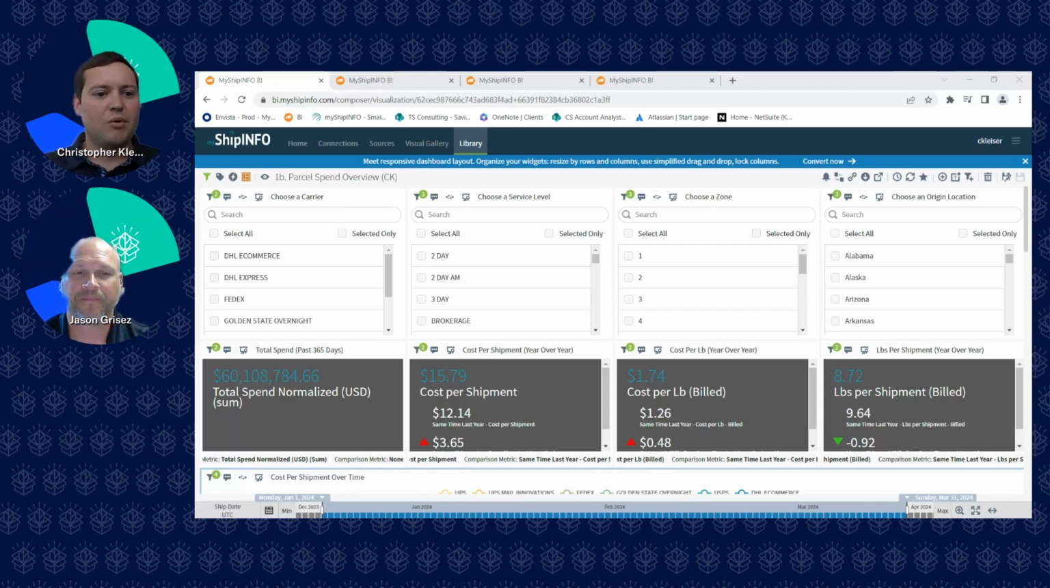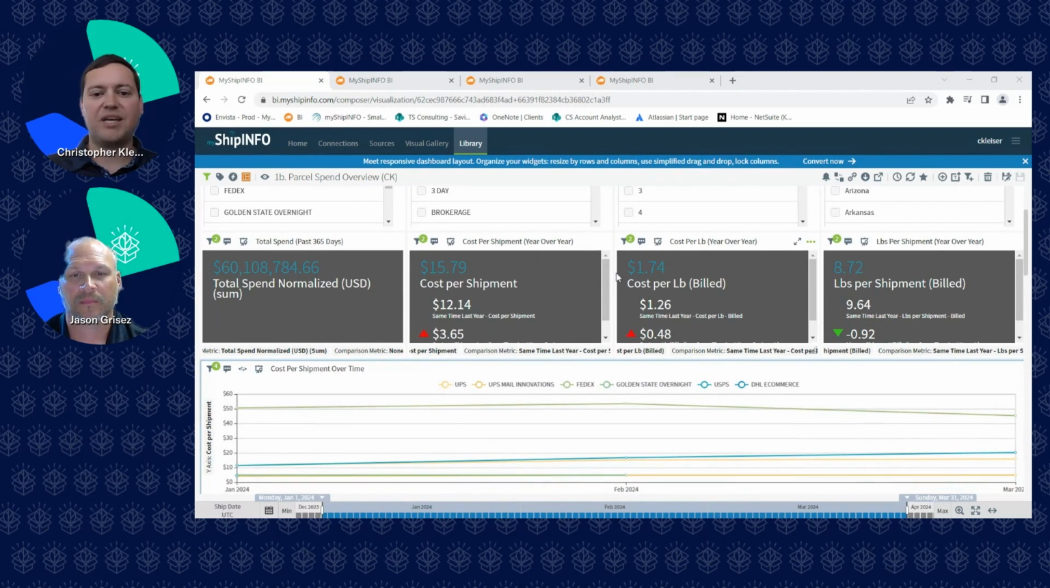All right. Where we want to start off today is just showing that basic visibility of what we're able to provide within our business intelligence tool. One of the most important things we're able to provide our clients, at the start of a solution, is just having that visibility into the spend. So what we have here to start with is our parcel spend overview. You can see up top, we have a list of different filters we're able to break things down with very quickly. We have a list of carriers, service levels, zones, different origin locations. And then within that, we have different KPIs and different visuals set throughout the tool.